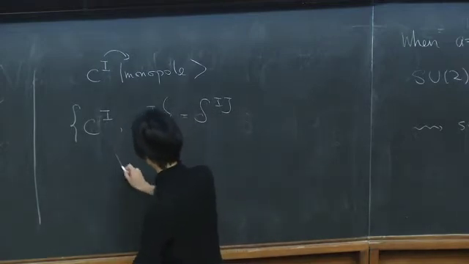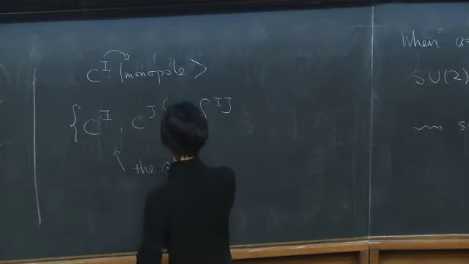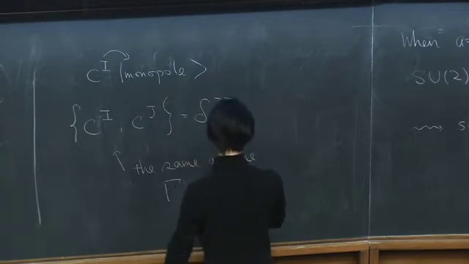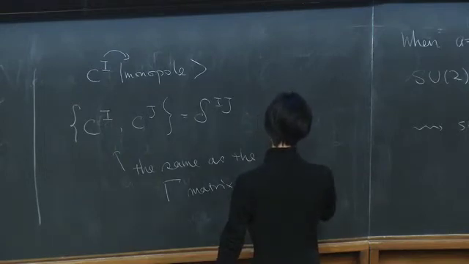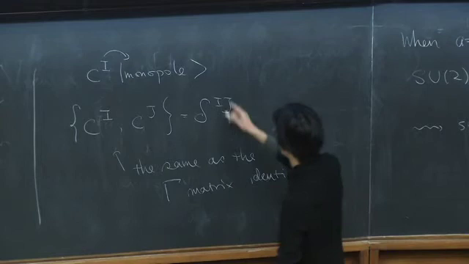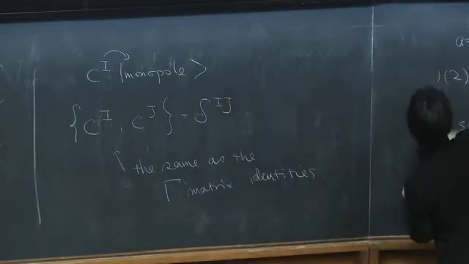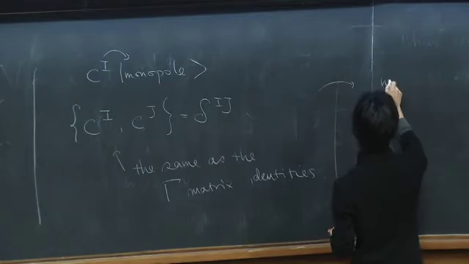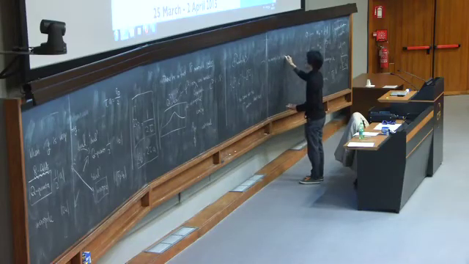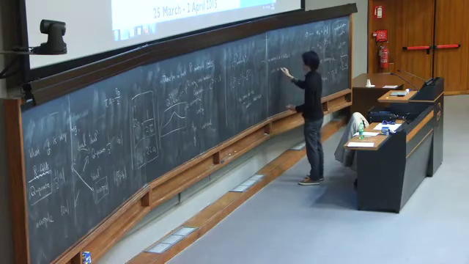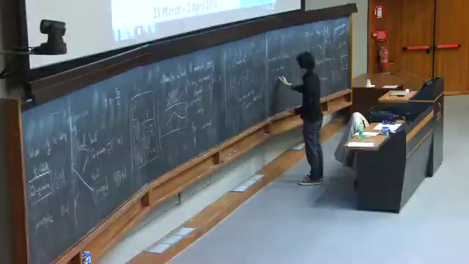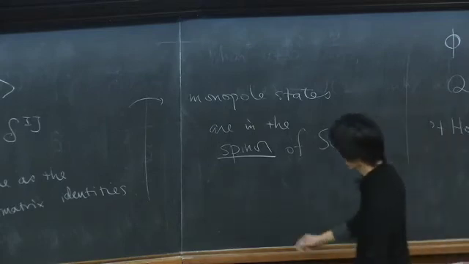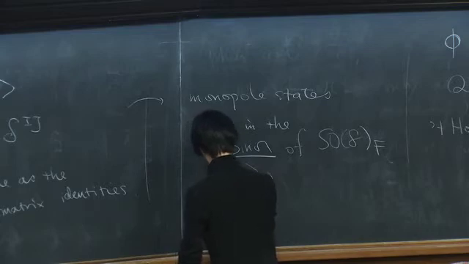So this is exactly the same as the gamma matrix identities, right? This means that the monopole states are in the spinor representation of SO8 flavor symmetry. So there are two spinor representations, 8S and 8C.